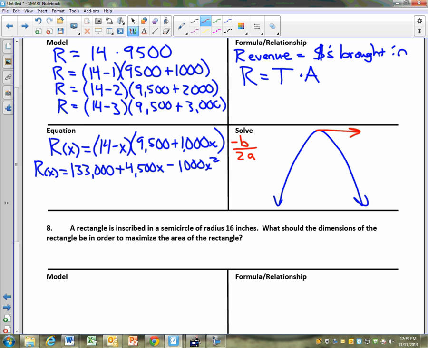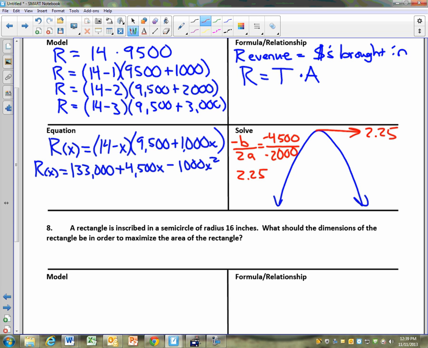Negative b divided by twice your a value. What's negative b? Divided by twice a. Negative 2,000. Very good. Your a value is sitting right in front of your x squared. So negative 4,500 divided by negative 2,000 is going to be 2.25. So the maximum occurs when the x value is 2.25.